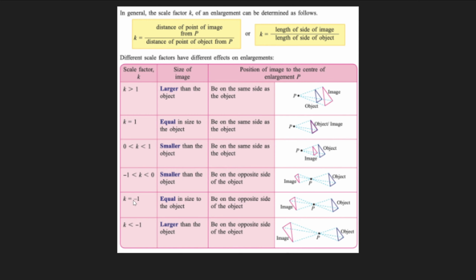If K equals negative 1, the size of the image is equal, but the position of the image will be on the opposite side. If K is less than negative 1, the image is larger than the object and will be on the opposite side of the object.